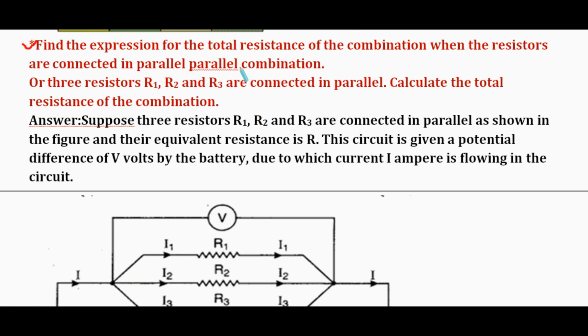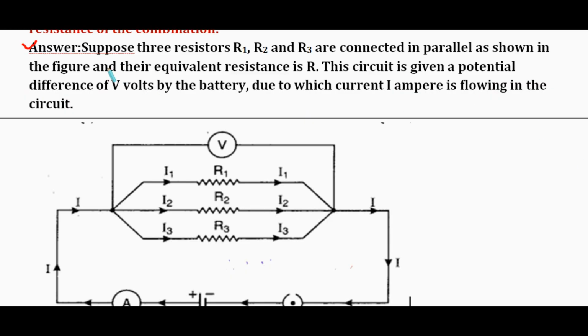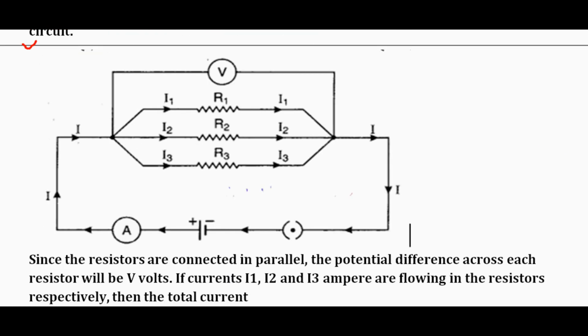Next question: find the expression for the total resistance of the combination when the resistors are connected in parallel, or three resistors R1, R2 and R3 are connected in parallel. Calculate the total resistance of the combination. Suppose three resistors R1, R2, R3 are connected in parallel as shown in the figure, and their equivalent resistance is R. This circuit is given a potential difference of V volts by a battery, due to which current I ampere is flowing through the circuit. This is the circuit diagram.